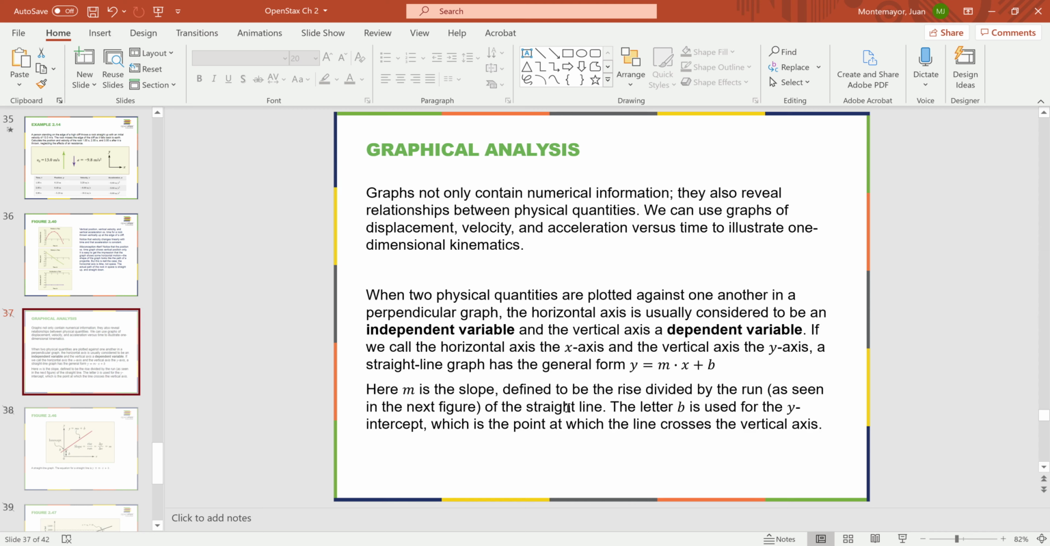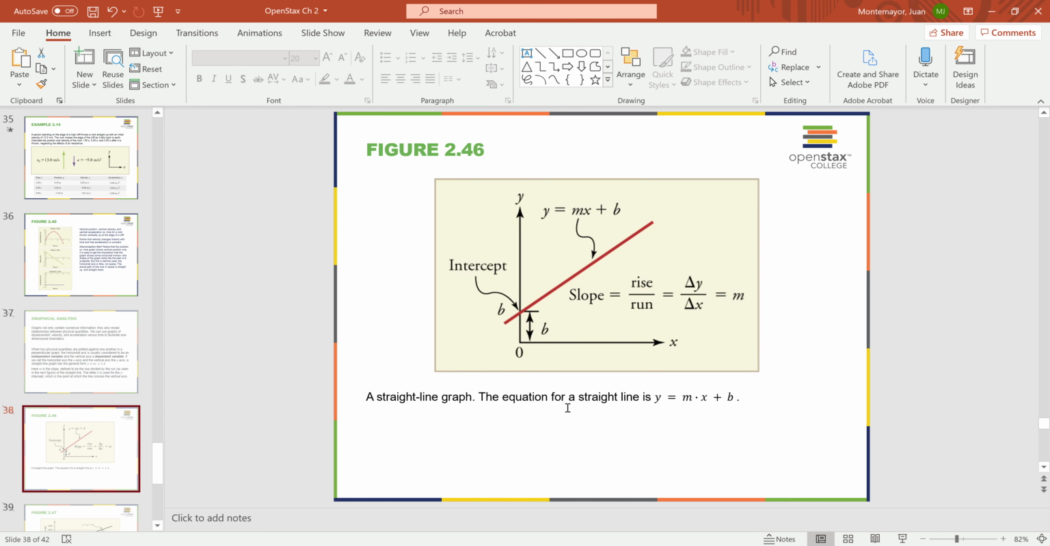So rise divided by run, y over x. The letter b is used for the y-intercept, which is the point at which the line crosses the vertical axis. So this is a representation of that. Like we mentioned, your b is the intercept on the y-axis, where it crosses over, and your m, your slope, is your change in y over your change in x. So the change in y in the y-axis versus your change in x in the x-axis.